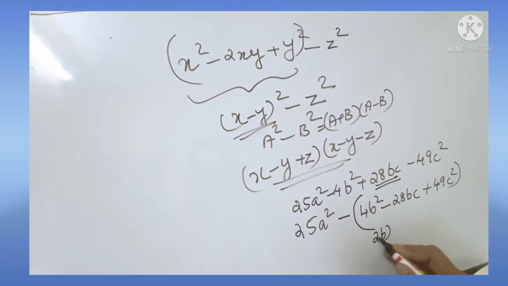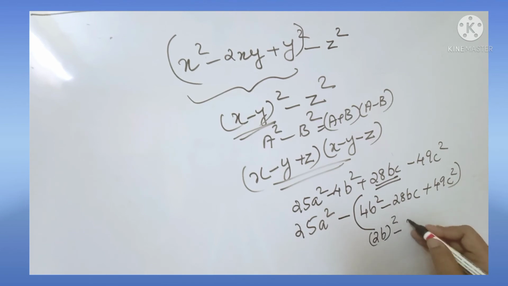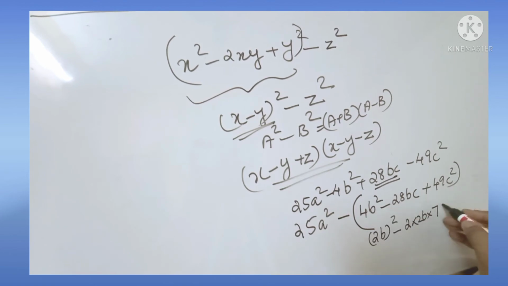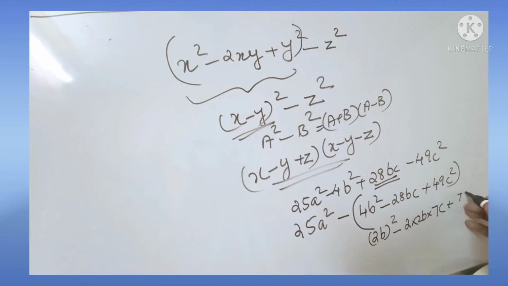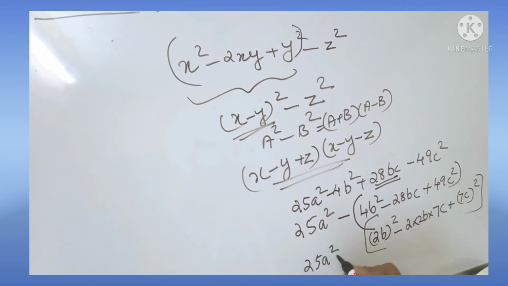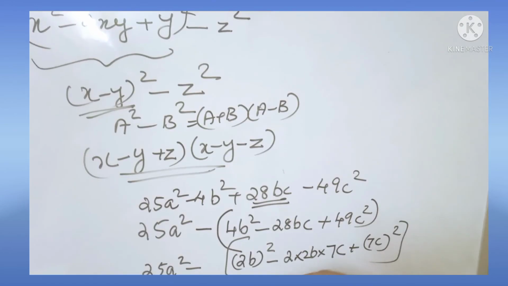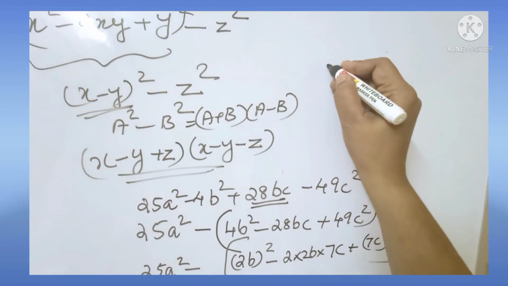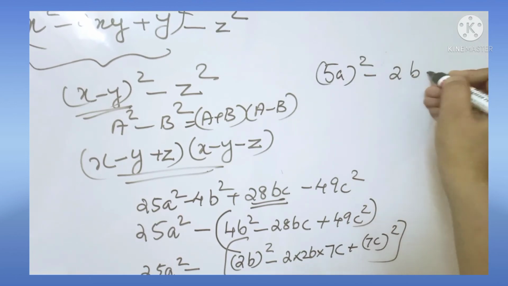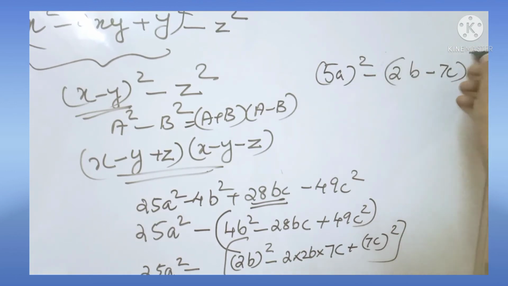So let us check. 2b whole square minus 2 into 2b into, what is it? 4 7s are 28, so 7c, plus 7c whole square. So is it 2b minus 7c whole square? Yes. And here 25a square. Then these expressions can be written as 5a whole square minus 2b minus 7c whole square.